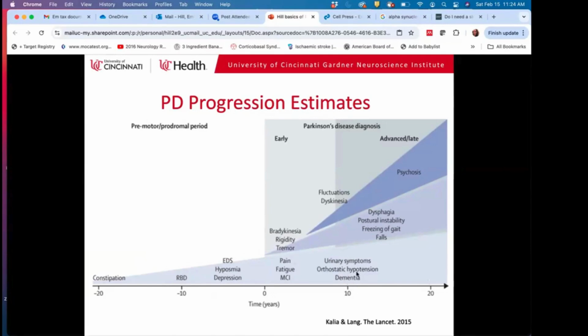By the time you're at 20 years, a lot of people are having more symptoms. They're having more cognitive problems. They're having trouble swallowing, falls, things like that. We've seen people break those rules. We've been surprised many times. But this is sort of, if you average everybody, this is a lot of what you see.